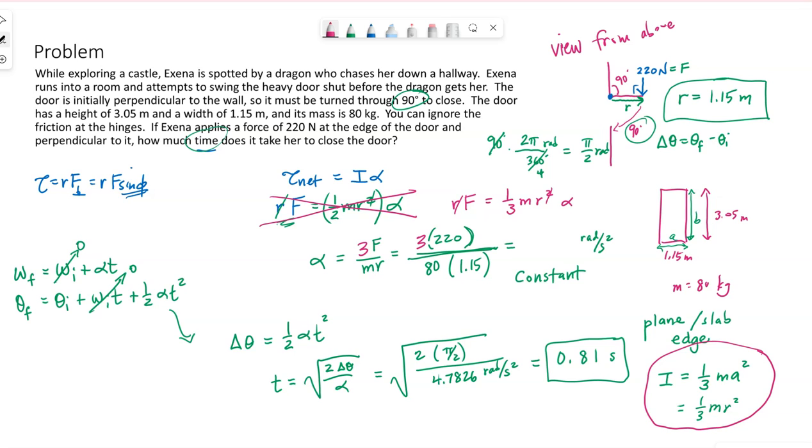So my angular acceleration, let me fix that. Oh, that's not it either. Okay, 20. Get your decimal in there. Let's see if this works. So the time with the corrected angular acceleration would be 0.66 seconds. That's pretty fast. Just over half a second to get that door closed.